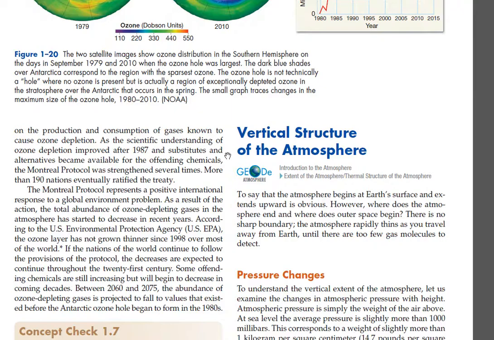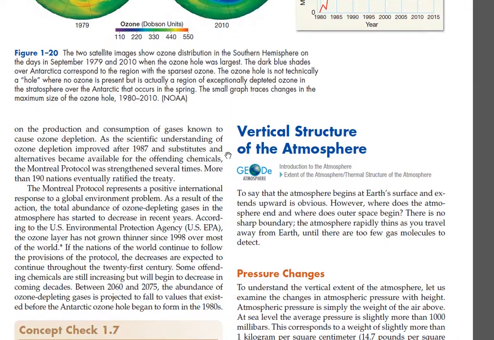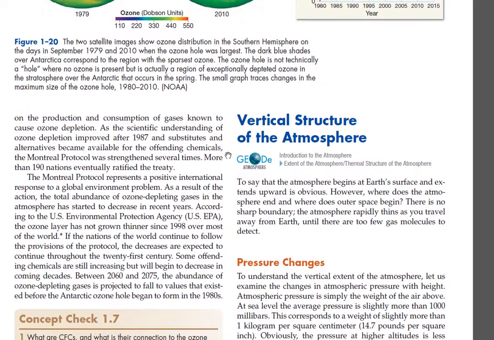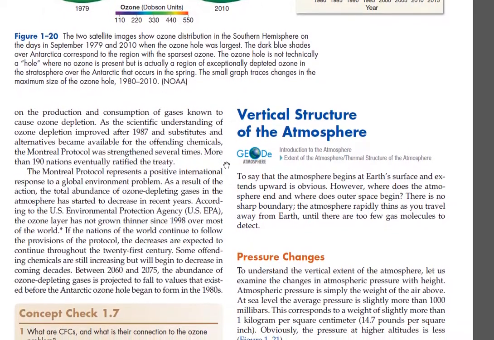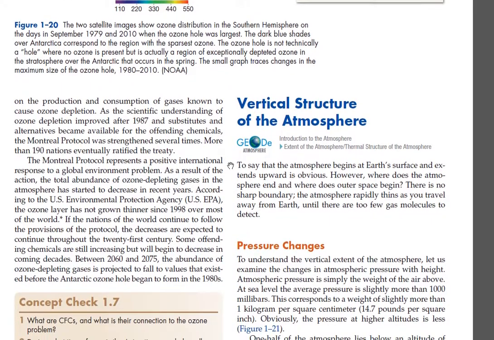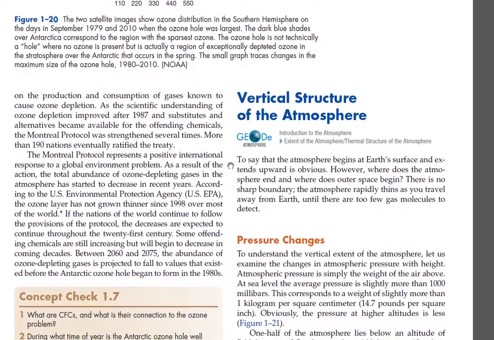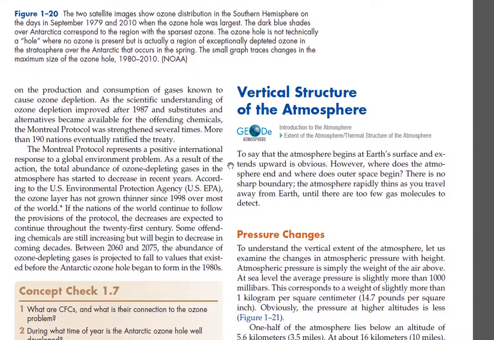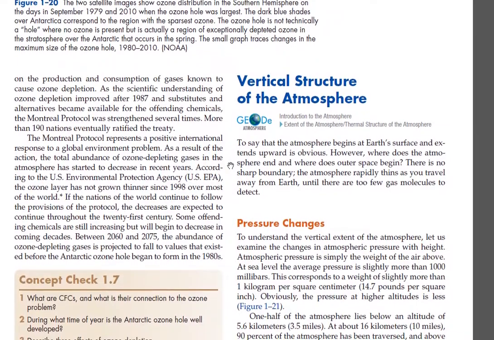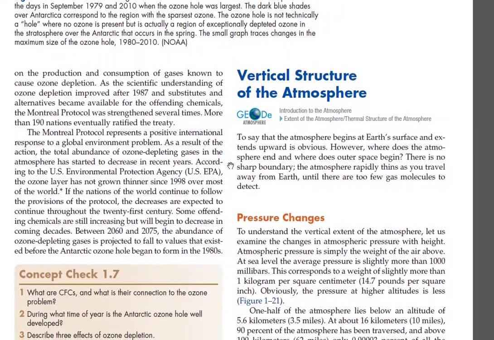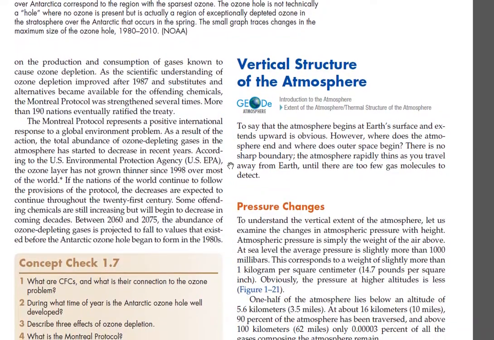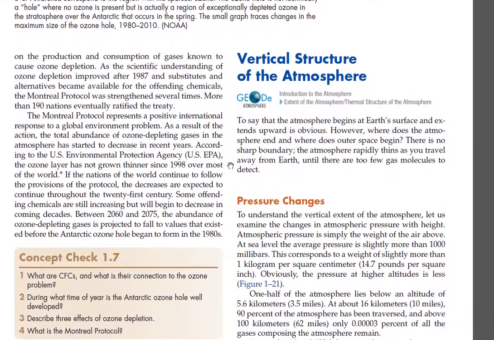Vertical structure of the atmosphere. Extent of the atmosphere. Thermal structure of the atmosphere. To say that the atmosphere begins at Earth's surface and extends upward is obvious. However, where does the atmosphere end and where does outer space begin? There is no sharp boundary. The atmosphere rapidly thins as you travel away from Earth, until there are too few gas molecules to detect.